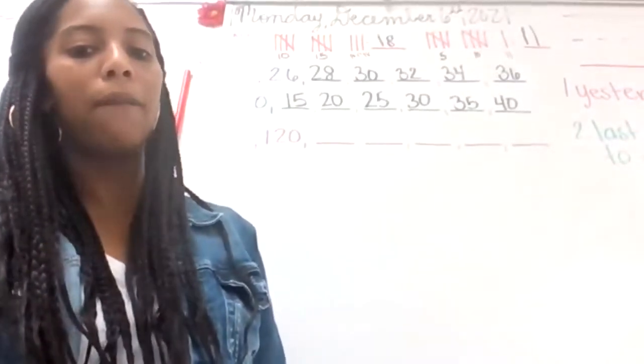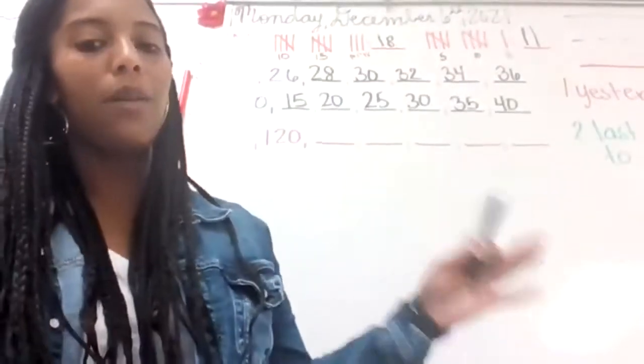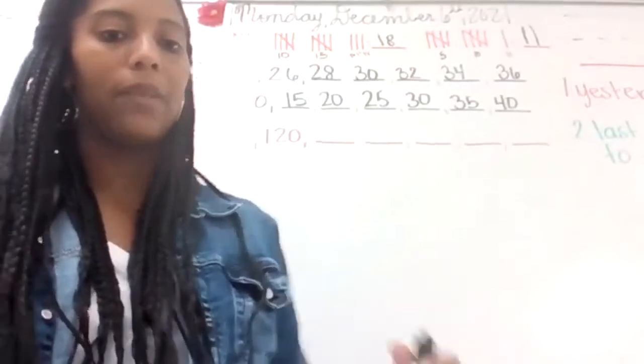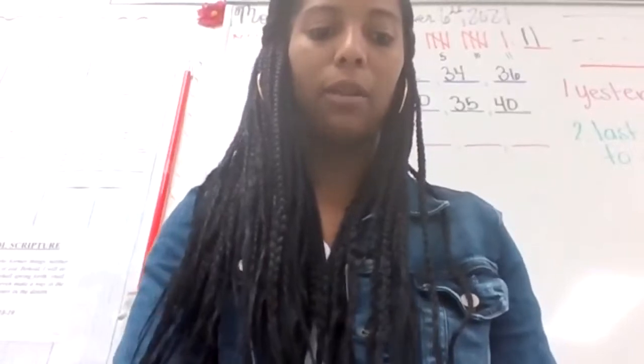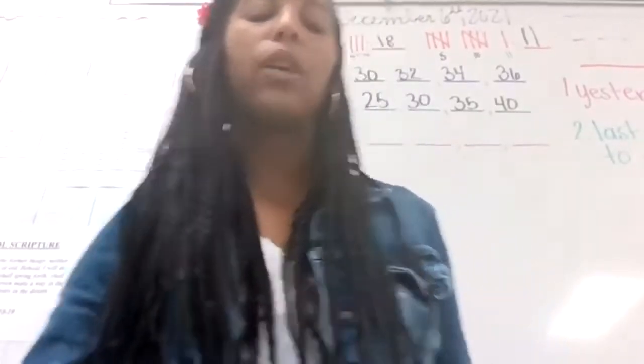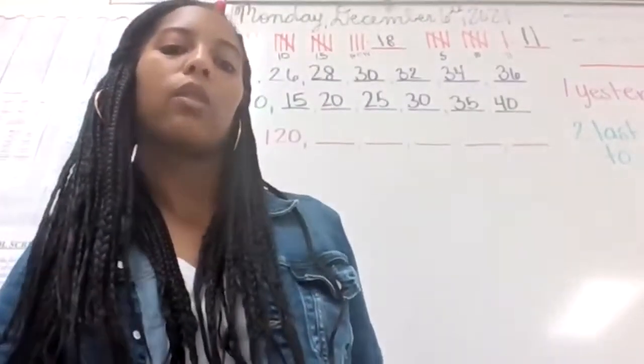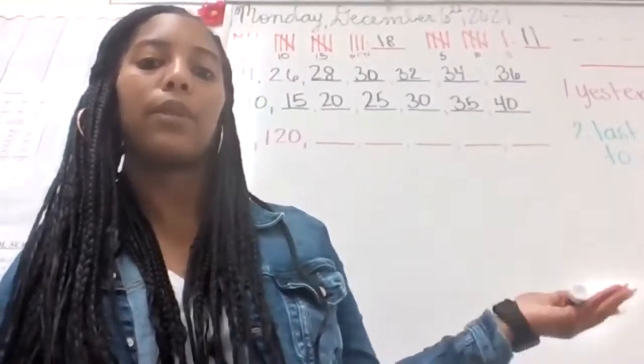Just remember, counting by fives, you always will have a 0 and then a 5. 0 and then a 5. Okay, if you remember that, that'll help. It's 5 numbers away. Remember, skip counting. Why is it called counting by fives? Because you're skipping 5 numbers.